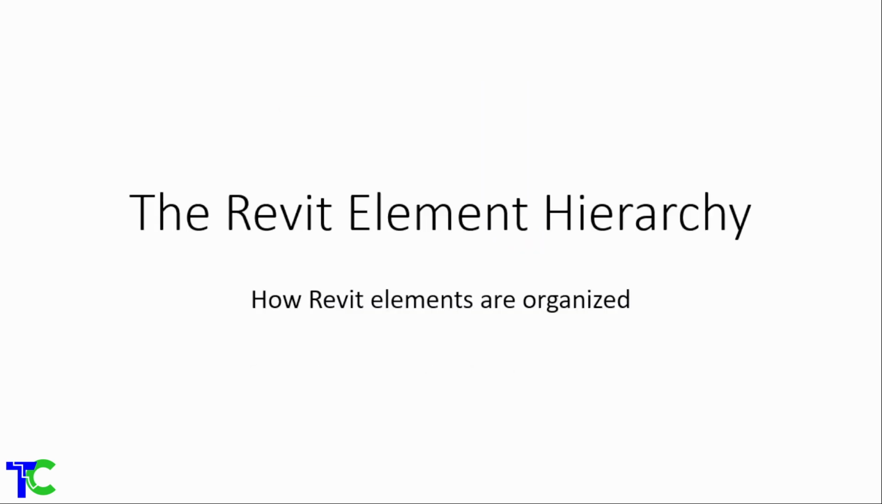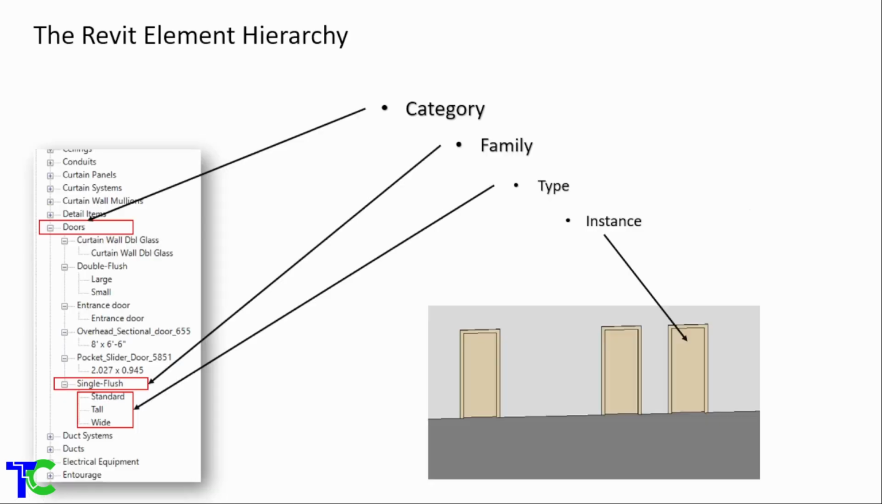The Revit element hierarchy and how Revit elements are organized. All the elements found in the Revit software can be explained in a structured hierarchy. To understand Revit, it's important to understand this hierarchy. At the top of the hierarchy are categories.